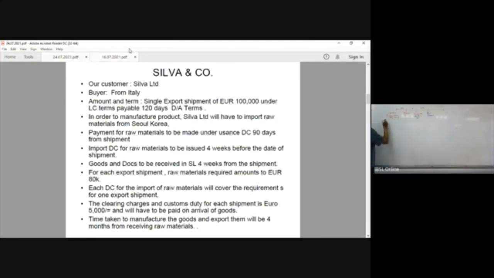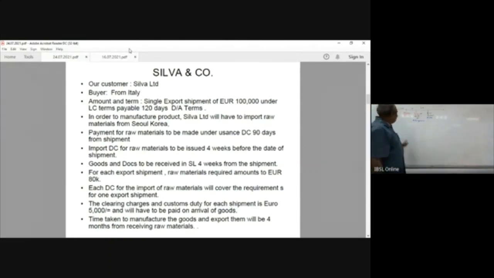The LC facility, the method of acceptance, the method of import loan. Import loan. Then the facilities are okay.